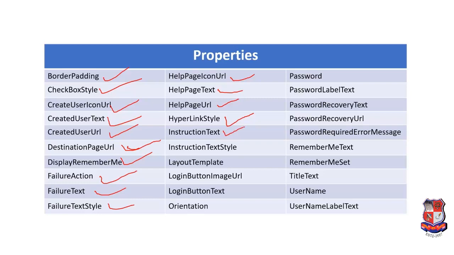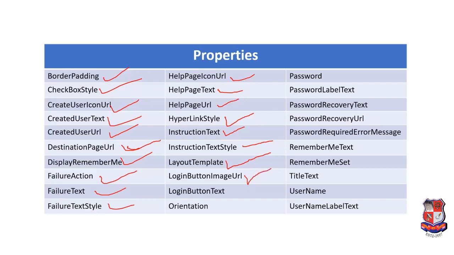Next is instruction text. It retrieves or specifies the login instruction text for the user. Next is instruction text style. It retrieves a reference of the table item style object to define the style of the instruction text. Next is layout template. It retrieves or specifies the template to display the login control.